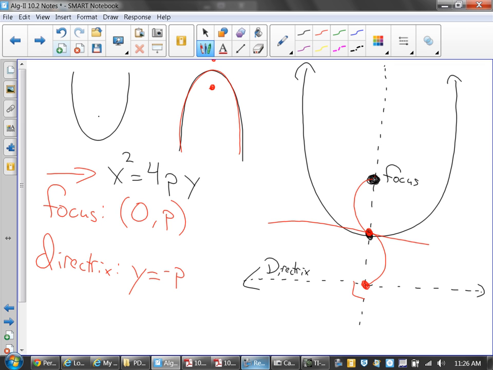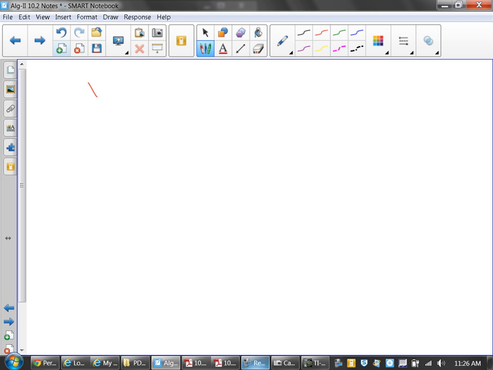And it works the exact same way if you twist it on its side when you have the y squared ones. What changes with the y squared? Can I go to a fresh one? If I go to a y squared equals 4px, that means it's going to be going left if p is, well, let's do this one, less than 0. It's going to the right if p is greater than 0. Okay.